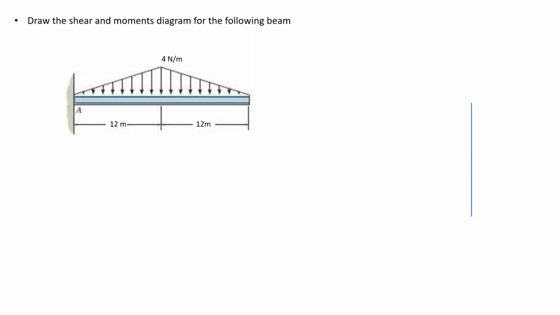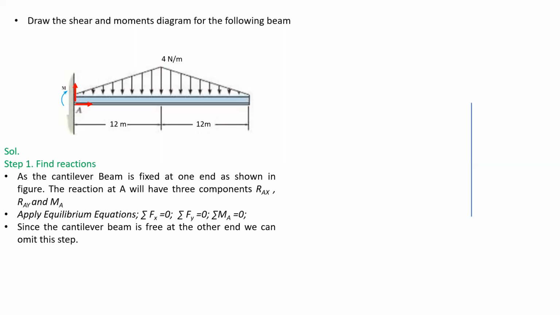Hello everyone. Today I'll be discussing how to generate the shear force and bending moment diagram for the beam loaded as shown in the figure. The first step will be to find the reactions, and as we can see the cantilever beam is free at one end and fixed at the other. So there will be three components of the reaction at the fixed end, namely RAX, RAY and MA.